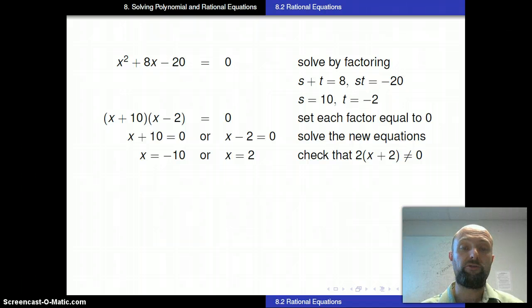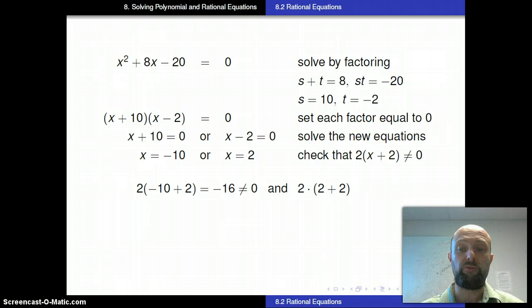Again, it is very important to check that 2 times x plus 2 is not 0. For negative 10, this becomes 2 times negative 10 plus 2, which is negative 16, which is not 0. That means that x is negative 10 is a solution. Next, we check for x is equal to 2. We check 2 times 2 plus 2, which is 8, is not equal to 0. So x is equal to 2 is a solution as well. Hence, our final answer is x is negative 10, or x is 2.